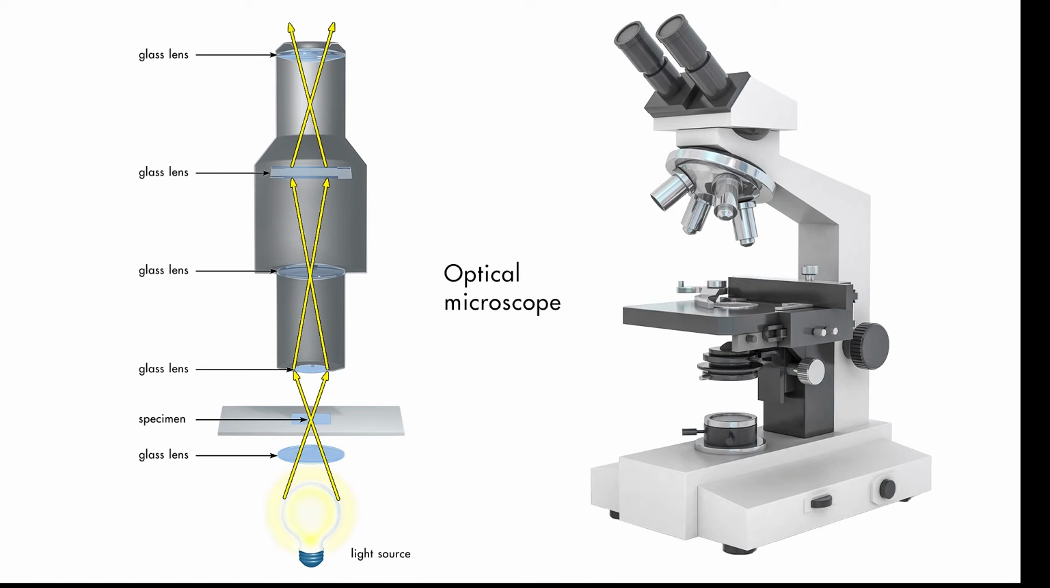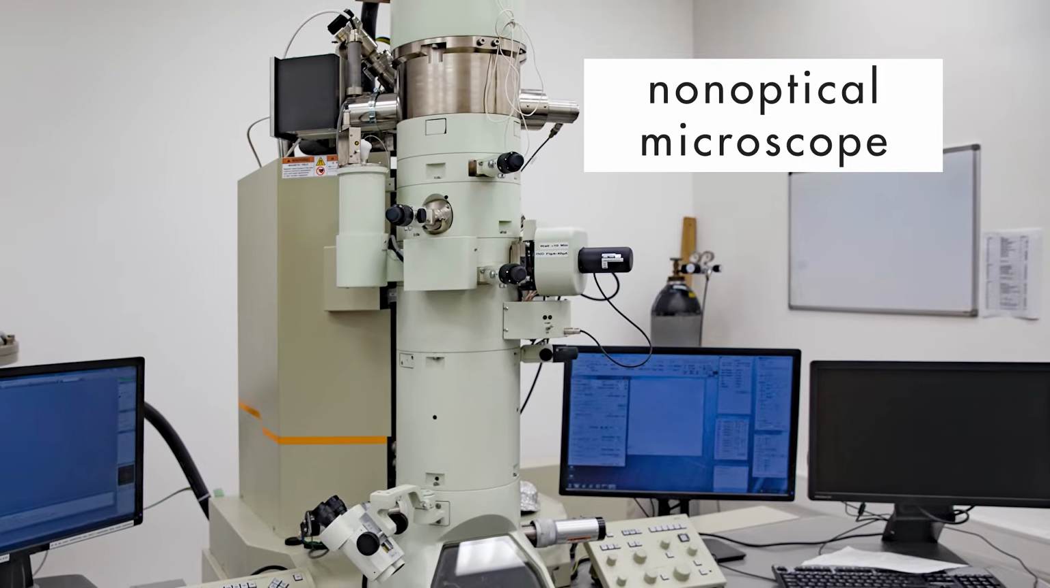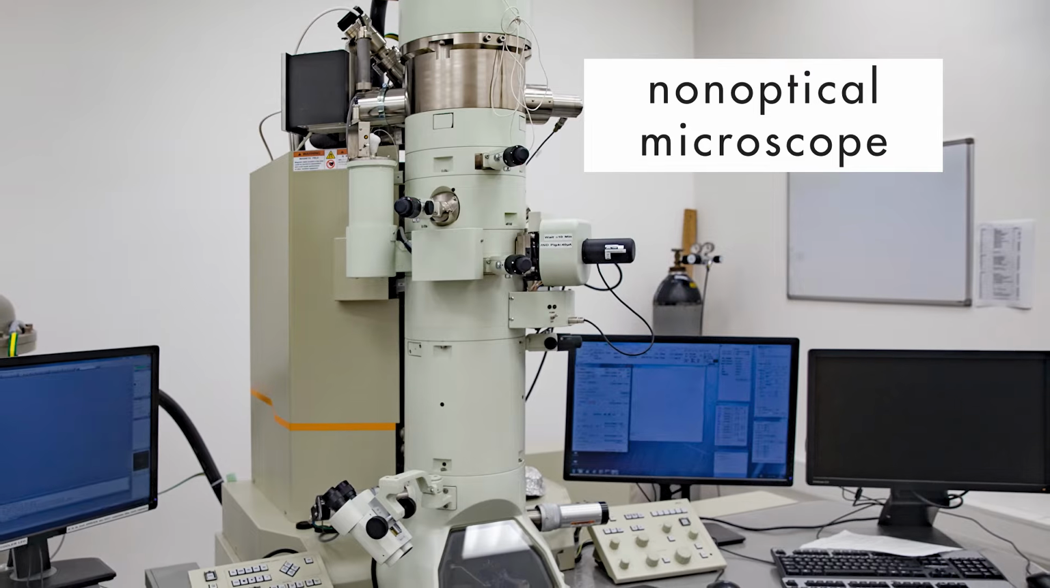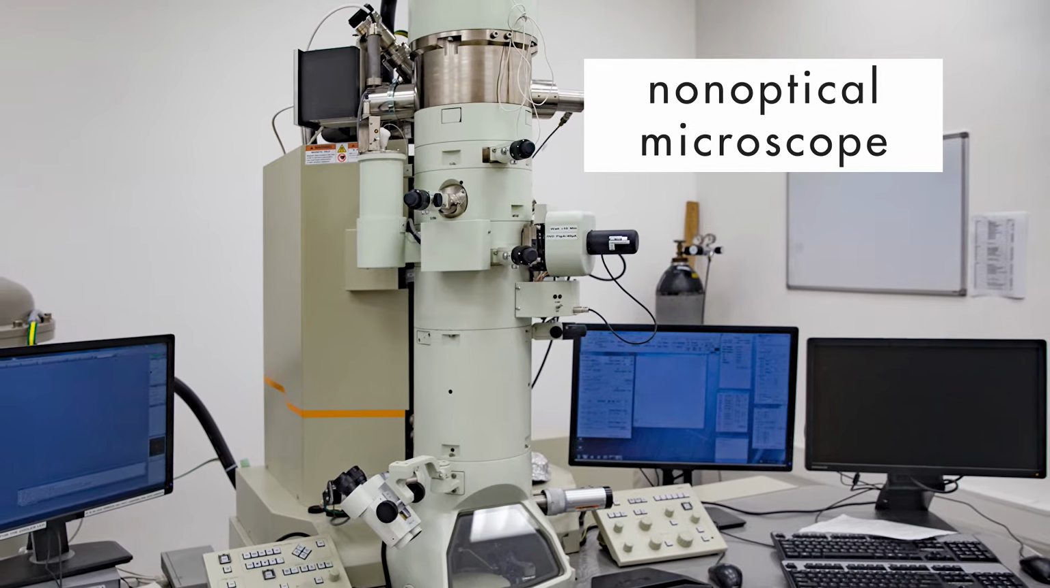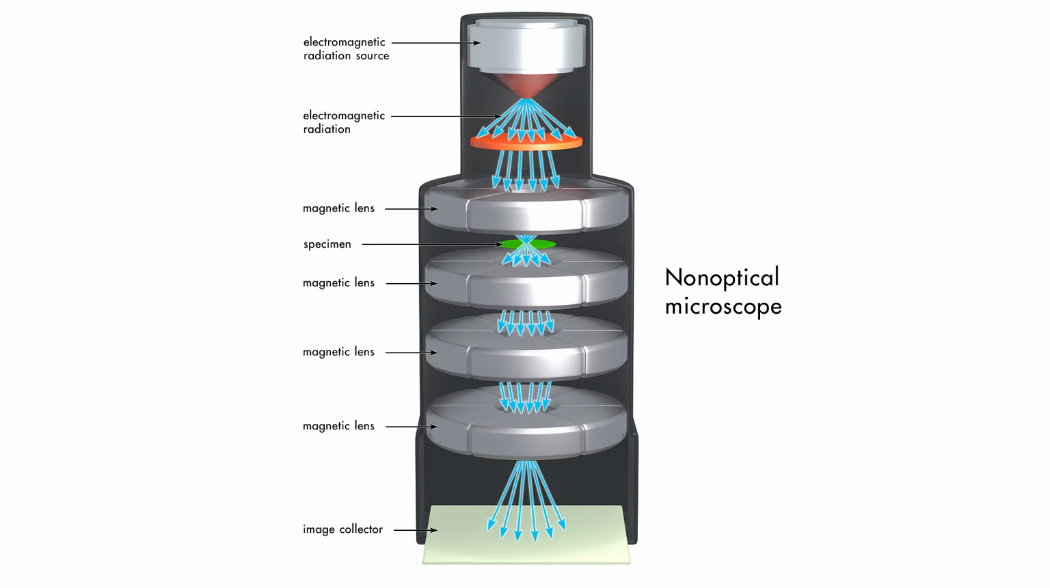An optical microscope uses visible light, which passes through one or more glass lenses to magnify an image. A non-optical microscope uses other forms of electromagnetic radiation, such as electron beams, ultraviolet light, or lasers. Magnetic lenses are used instead of glass lenses to magnify an image. An image collector focuses the image, and a computer projects the image onto a video screen.